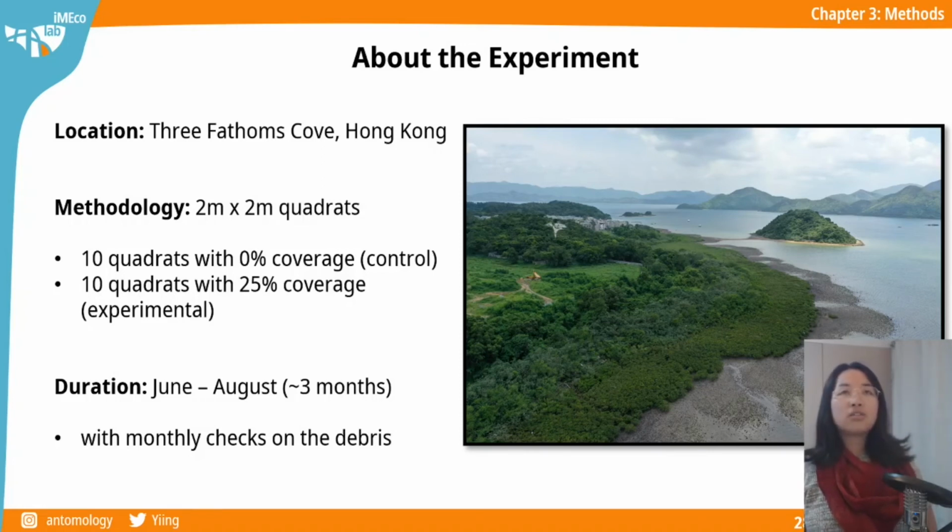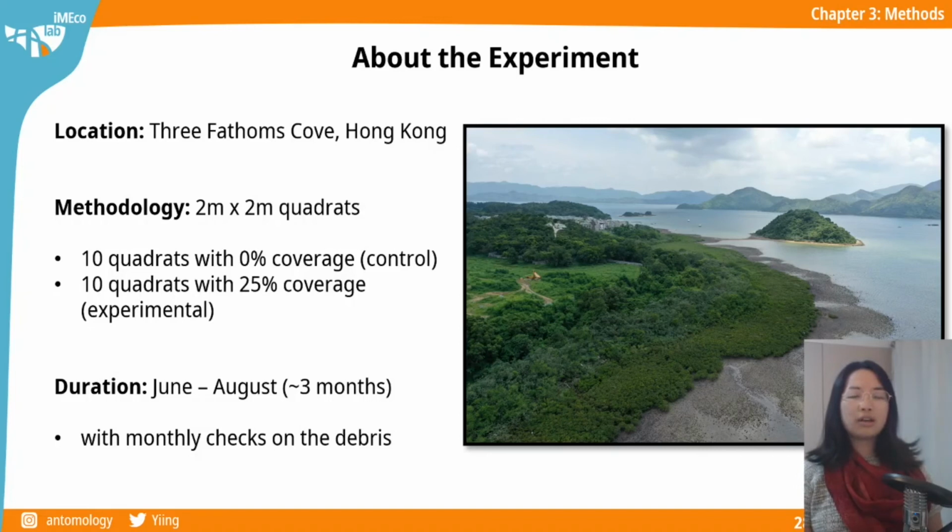For the experimental quadrats, I decided to use 25% because it's an easy amount for me to gauge in the field. A quarter of my quadrat was covered in debris, which I would spread out over the quadrat. And I thought it'd be a realistic high number of debris for mangroves in Hong Kong, because our average was only 6%, but at landward sites we had up to an average of 13% coverage, and some sites had over 30%. So I was like, 25%, that's a good number.